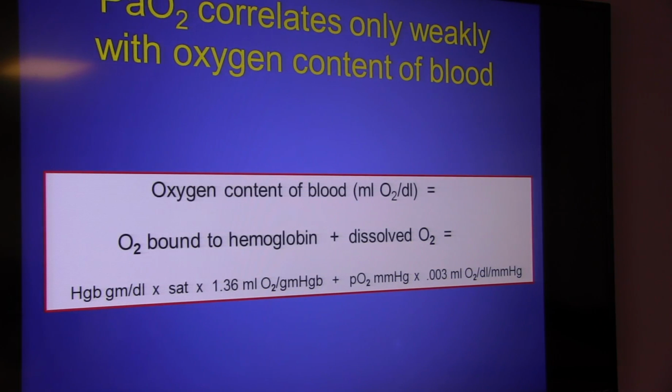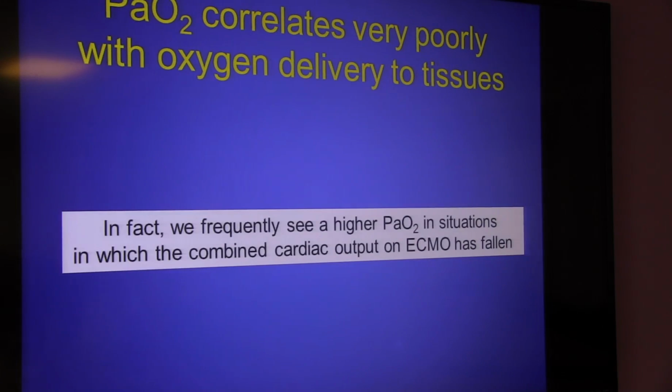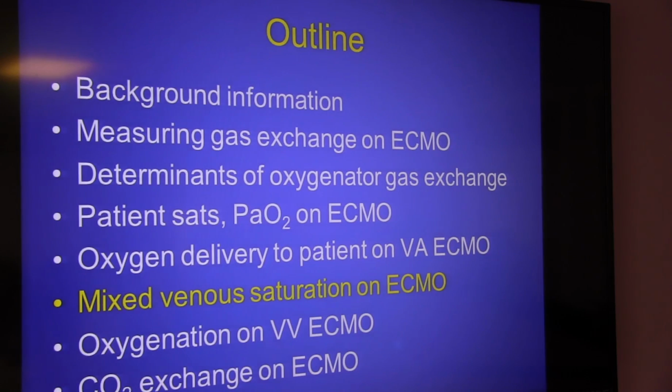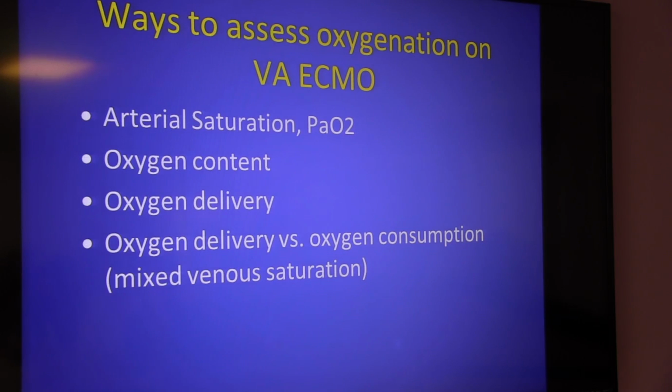So we mentioned in the very beginning, you guys know this just from critical care, that your PO2 correlates only weakly with your oxygen content, right? It's much more based on your saturation and your hemoglobin, and correlates with the oxygen delivery to your tissues. And this is where we frequently see a higher PO2 when the combined cardiac output has actually fallen. So this is why we really like to focus on the mixed venous sat.